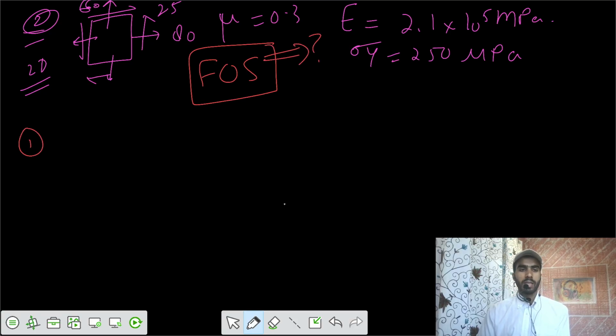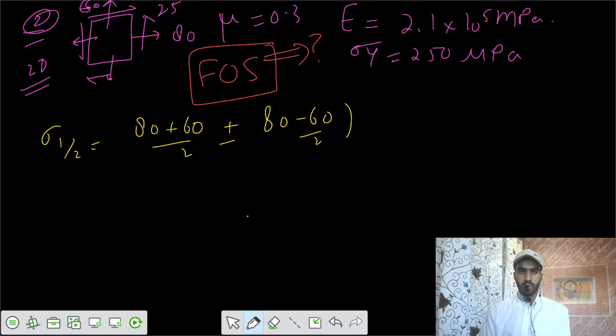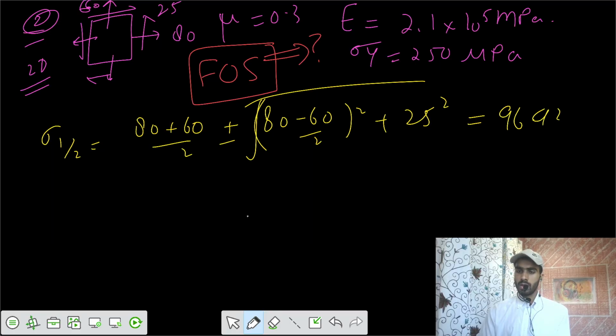For method one, firstly we need the value of principal stresses. So sigma 1, 2 equals (80 plus 60) by 2 plus minus the square root of ((80 minus 60) by 2) whole square plus 25 square, and you get the values of sigma 1 and sigma 2 as 96.92 and 43.07 megapascal.